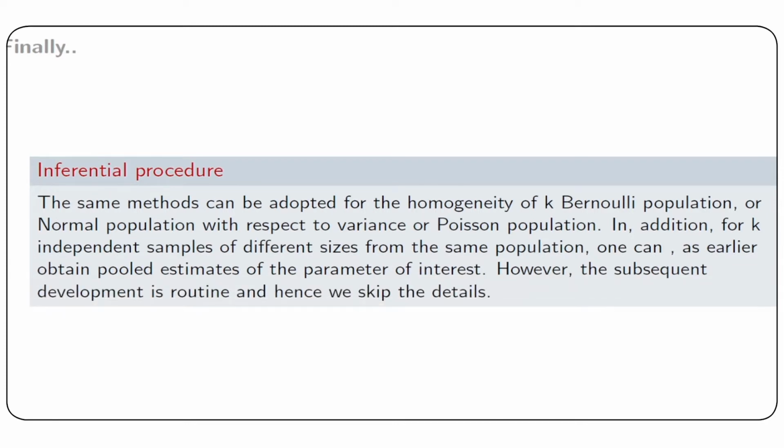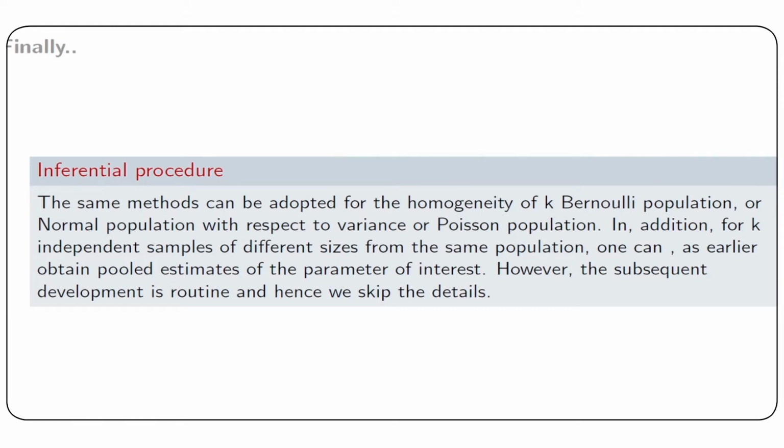So finally, the same methods can be adopted for the homogeneity of k Bernoulli populations, or normal populations with respect to variance, or Poisson populations. In addition, for k independent samples of different sizes from the same population, one can, as earlier, obtain pooled estimates of the parameters of interest. However, the subsequent development is routine and hence we skip the details.